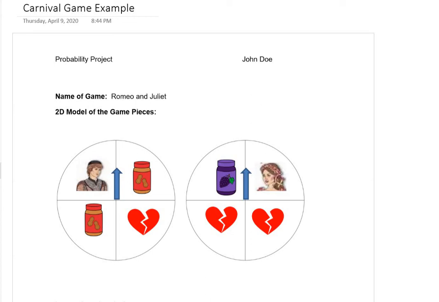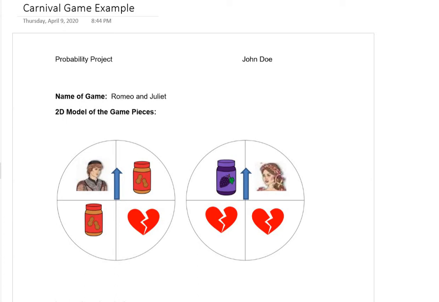Okay, we're going to look at an example of the Carnival game project, and then we're going to look at all of the directions that go along with it. There's another video that I have that deals with just the mechanics of how to use Word and insert pictures into your spinners and other game pieces.